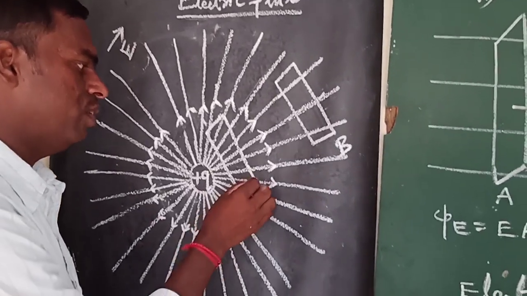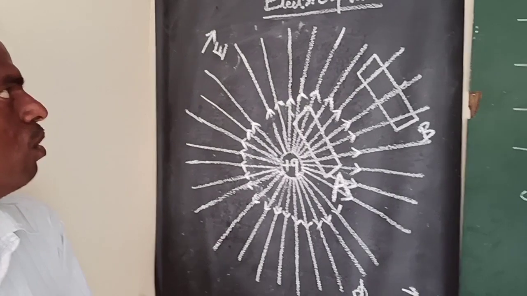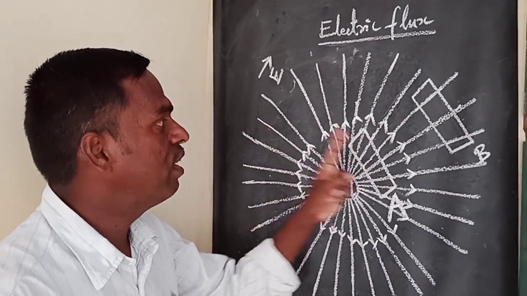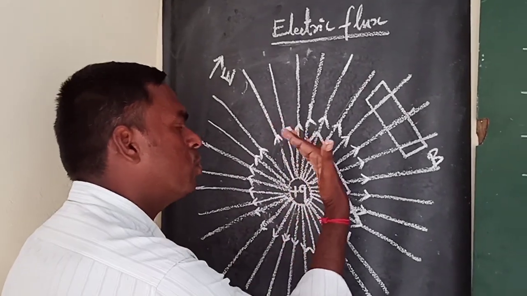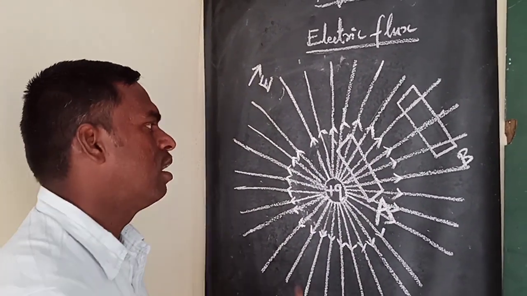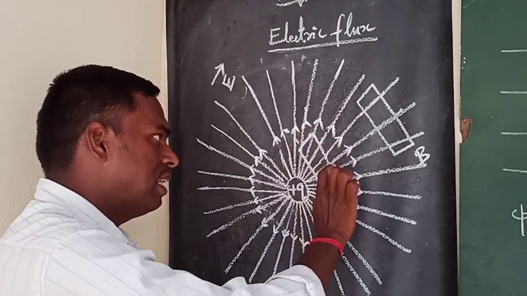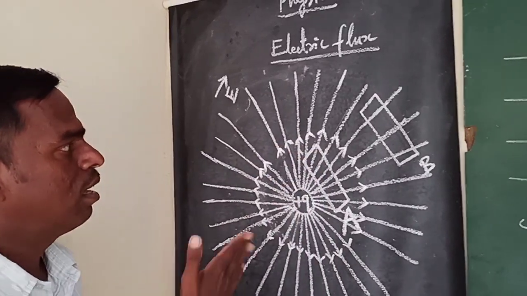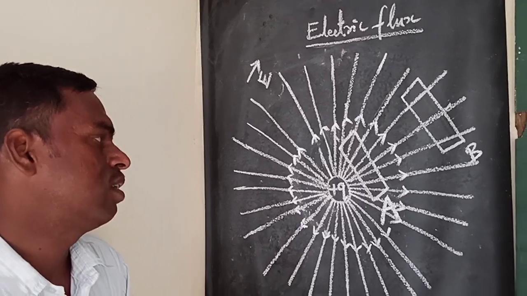Okay. Now we define the electric flux. Electric flux is defined as the number of electric field lines crossing a given area kept normal to the electric field lines. Once again I repeat, electric flux is defined as the number of electric field lines crossing the given area kept normal to the electric field lines. The number of lines is called electric flux.